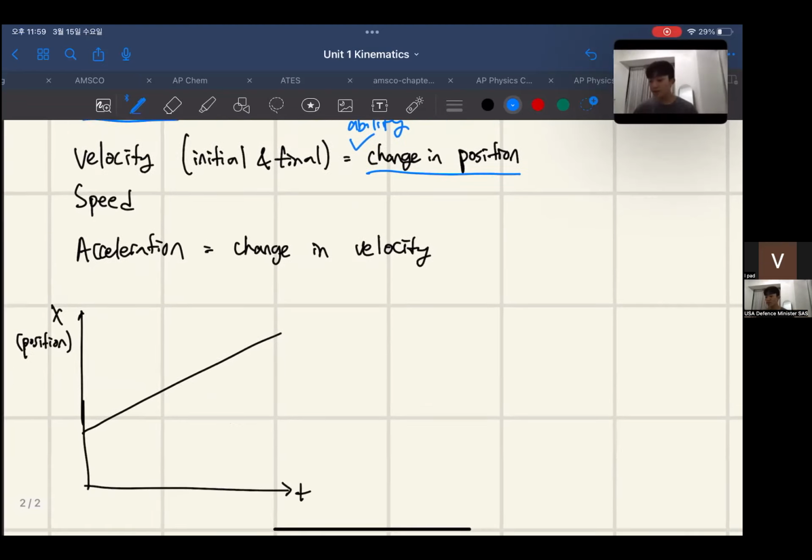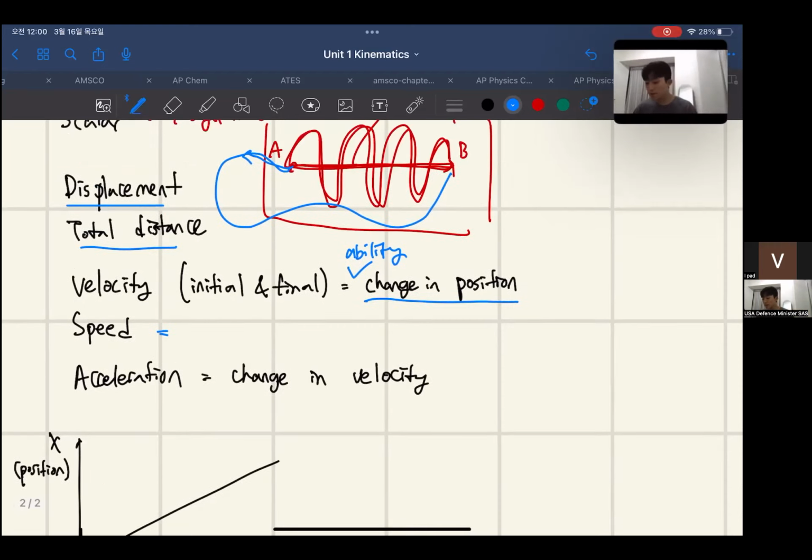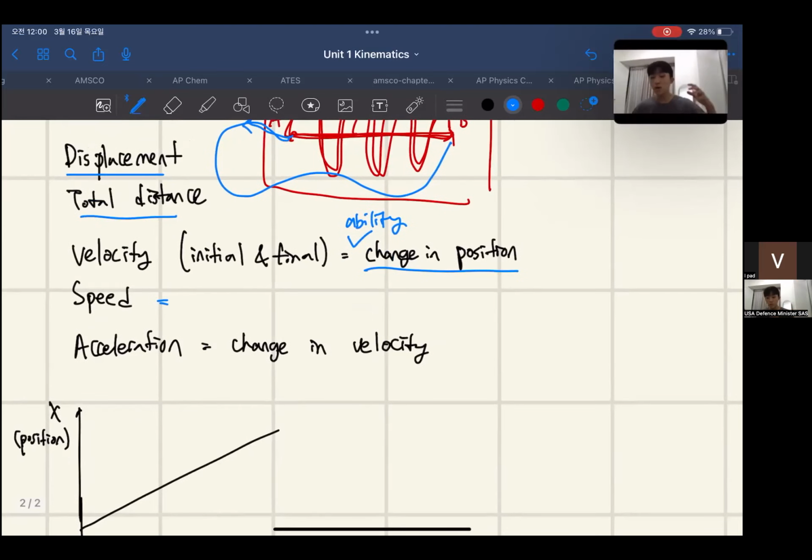So let's think about it this way. Let's think about a ball with a high velocity. What does it mean if a ball has a high velocity? It means that the ball is moving very fast. In other words, the ball's position is changing very fast. The ball has a great ability to change its position. Now, in the case of speed, it's not its ability to change the position, but it's more like the ability to move on the route.